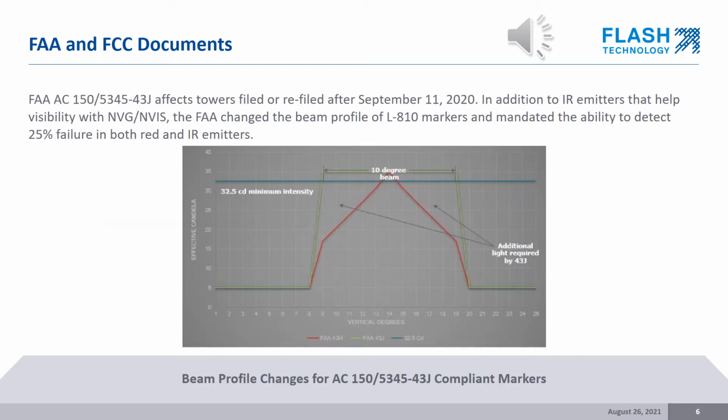The FAA released AC 150 53 45 43J, which affects all towers filed after September 11, 2020. Apart from specifying the addition of IR emitters to help visibility with MVG and VIS, the FAA also made changes to the beam profile of the LA10 markers and mandated the ability to detect 25% failure in both the red and the IR emitters.